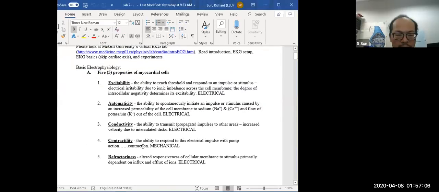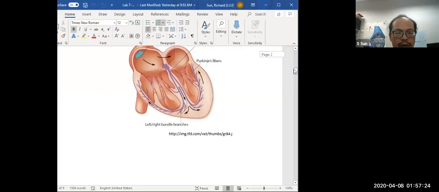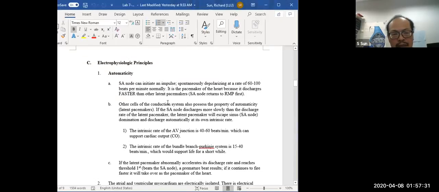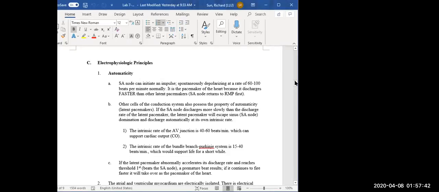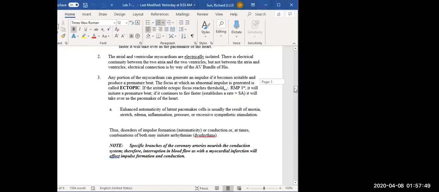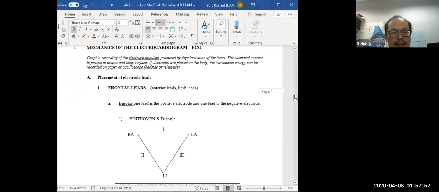The contractility is the heart contraction. Refractoriness means that after the heart contracts, it won't immediately contract again right away. So that is some background about the EKG. And then it goes through these principles again, the automaticity, the pacemaker. To be honest, we will talk about this again in our lecture this week and next week. But for the lab, we just read through it, to give you a preview for our lecture. And then here is the EKG.